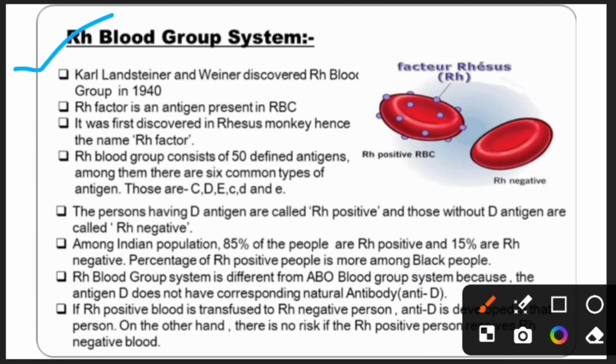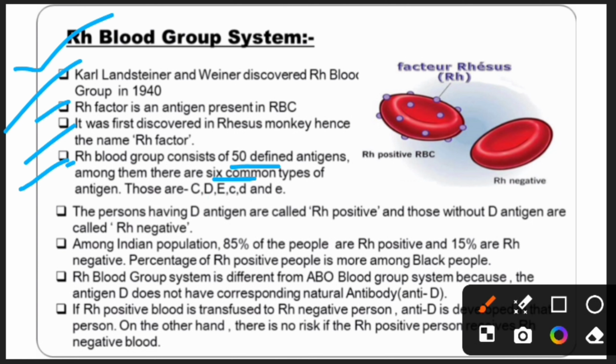The second important blood group system is the RH blood group system, which was discovered by Karl Landsteiner and Wiener in 1940. RH factor is an antigen that is present in the RH blood group system. It was first discovered in the rhesus monkey, so its name is RH factor. The RH blood group consists of 50 different types of antigen. Among them, the 6 most common types of antigen are C, capital D, capital E, and small c, small d, and small e.